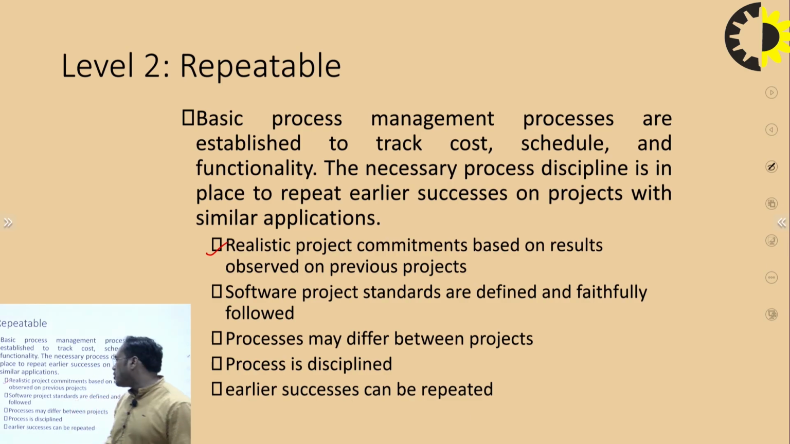Now the third one is that processes may differ from project to project. So the process may vary according to the project. The next one is that the process is disciplined. The things which we are going to use must be disciplined. And the last is that earlier successes can be repeated. So whatever success has happened can be repeated.